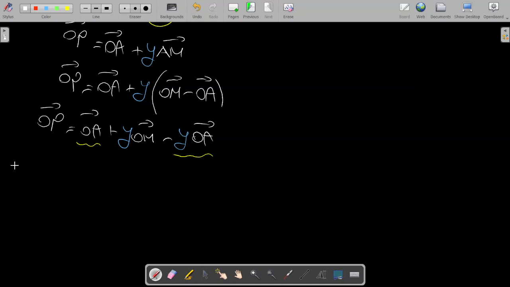So OP is gonna be equal to what? It's gonna be equal to 1 minus Y multiplied in the OA vector plus Y multiplied in the OM vector. I hope this is clear to you.